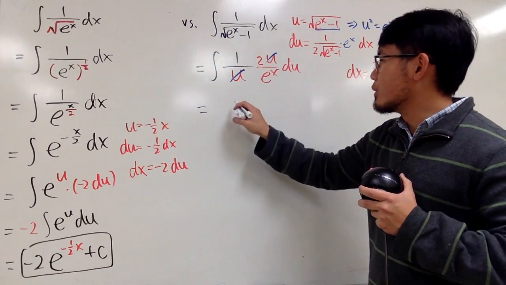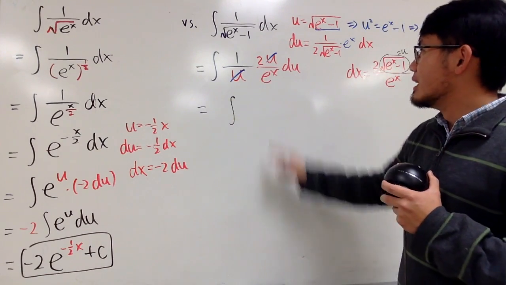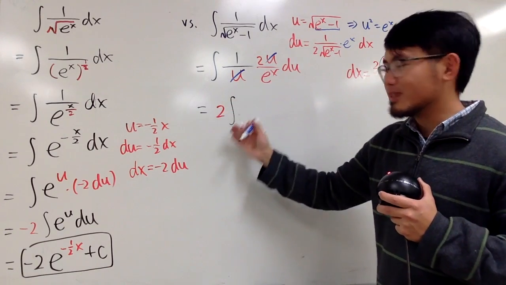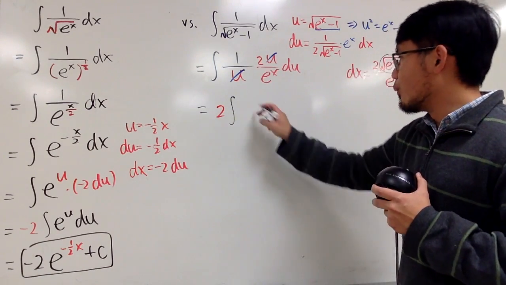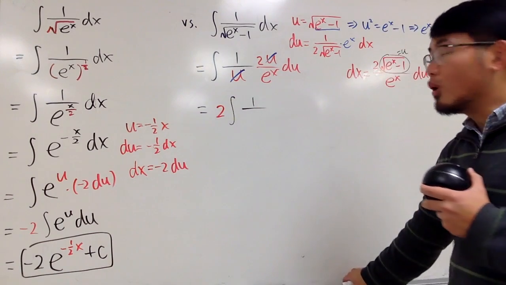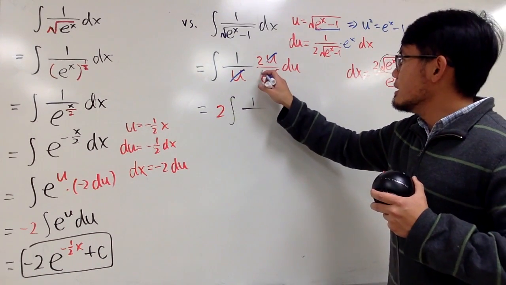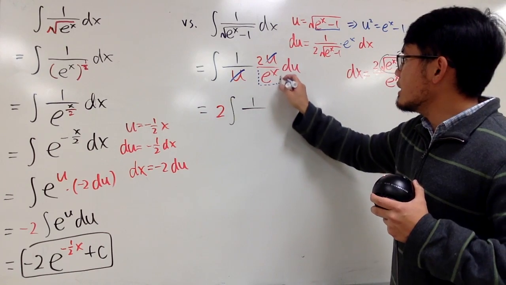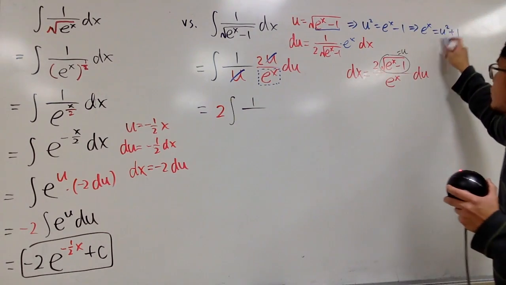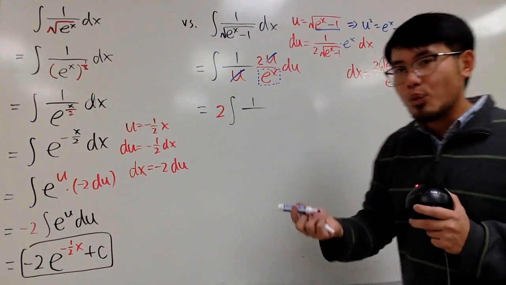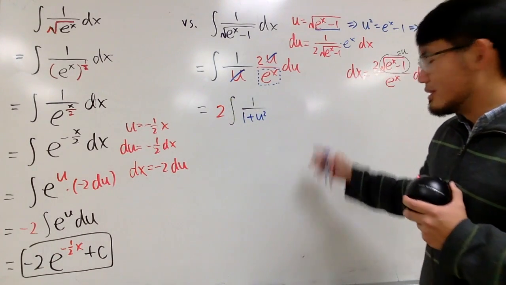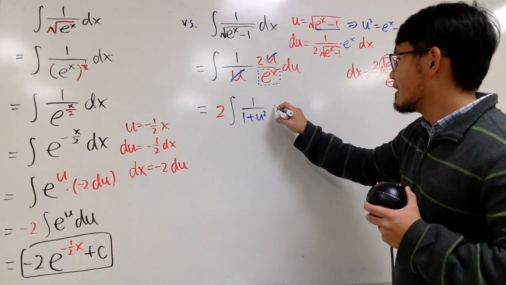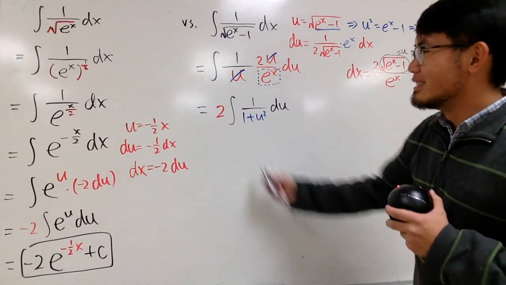So now let's put things down together. Let me draw the integral sign. And let me put a 2. It's just a constant multiple all the way in the front. 1 is still 1. Over is still over. But e to the x right here is u squared plus 1. If you want, you can also put down 1 plus u squared. Perhaps it's more recognizable this way. Doesn't matter.